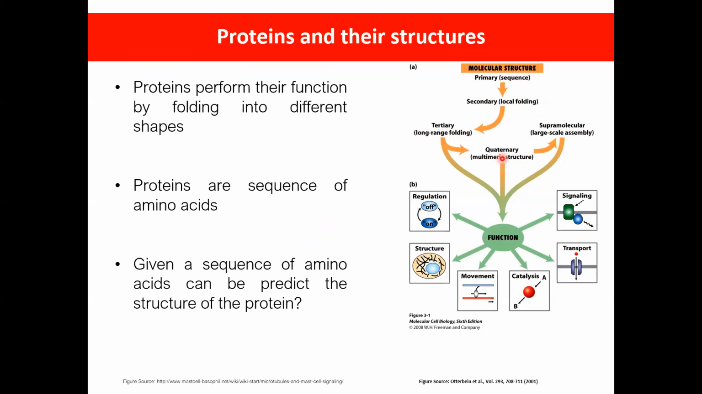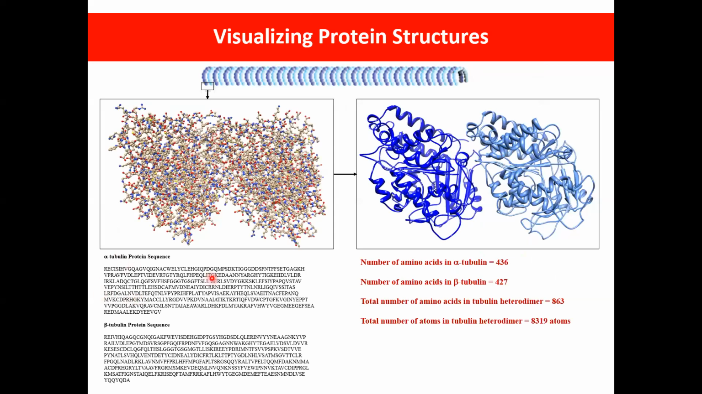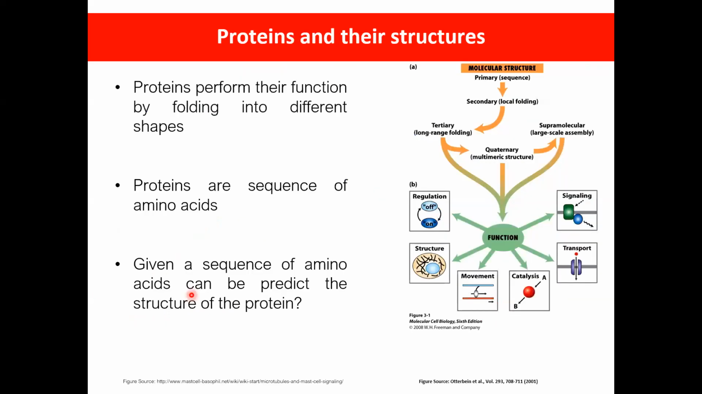So if you go back to the previous slide, this entire protein is made from only 20 different types of amino acids. Similarly, this monomer is also made from only 20 different types of amino acids. So you find not more than 20 different types of letters.